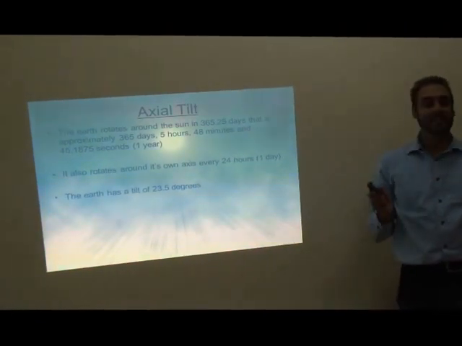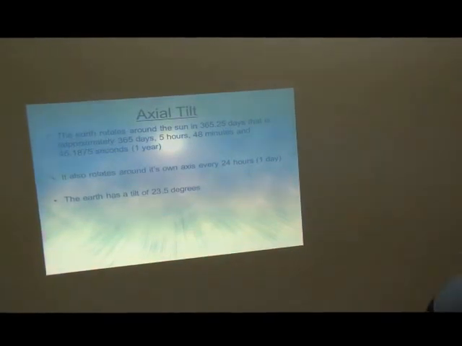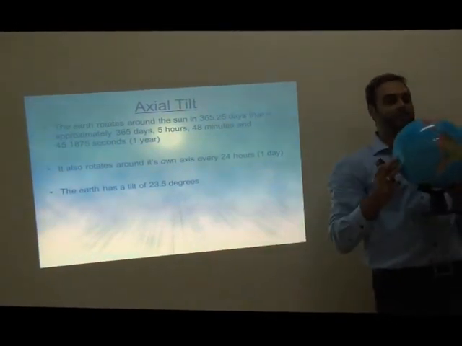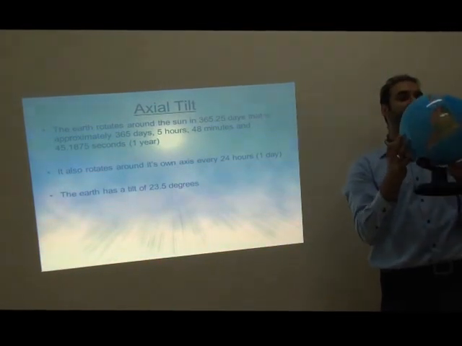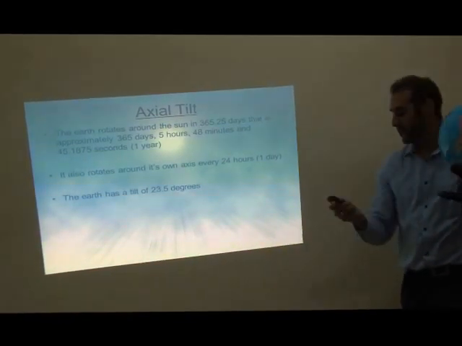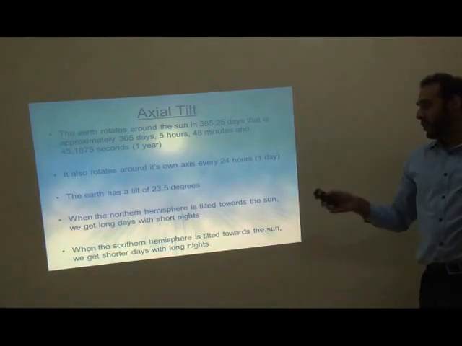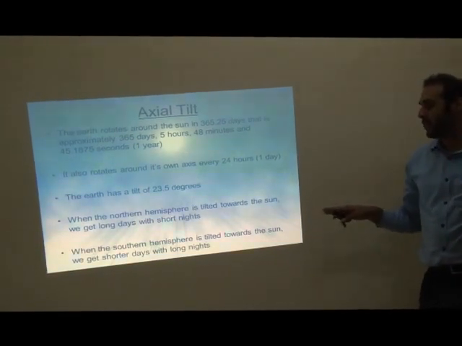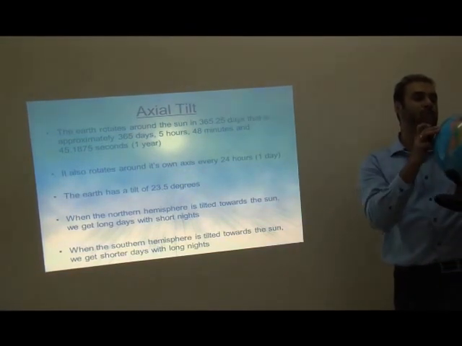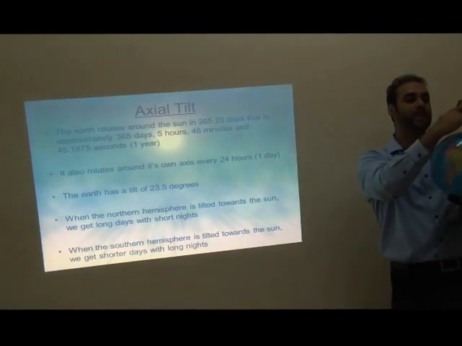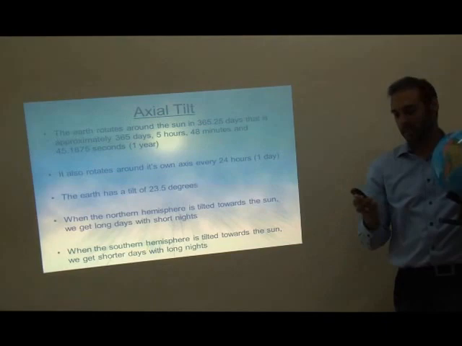So the Earth, it's got a tilt of 23.5 degrees. So as you can see, the Earth is not straight. It's not like this. It's actually tilted 23.5 degrees. Now, this is what gives us the seasons. I'll explain to you now. So when the northern hemisphere is tilted towards the sun, we get long days with short nights. And when the southern hemisphere is tilted, we in the north are going to get shorter days and longer nights, and they're going to get longer days and shorter nights.